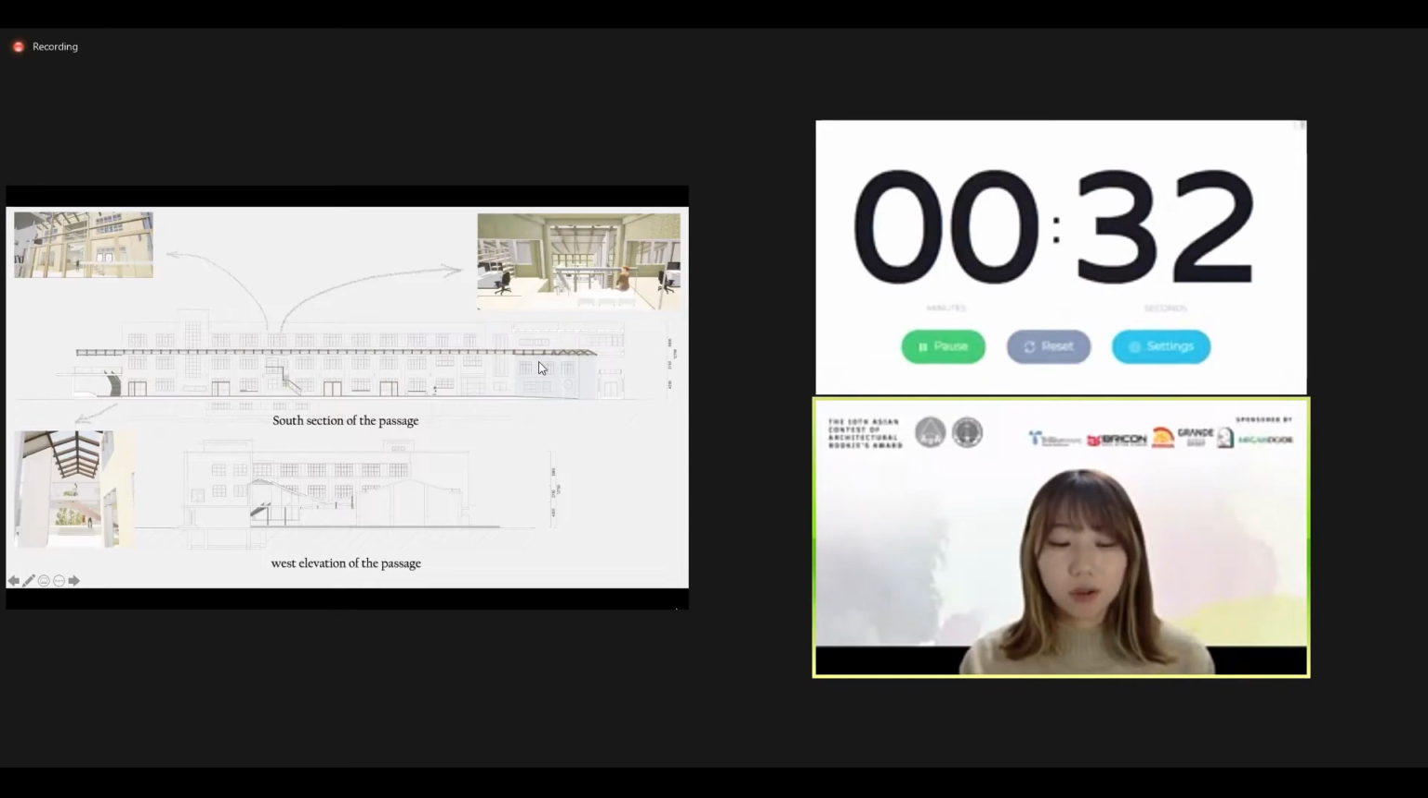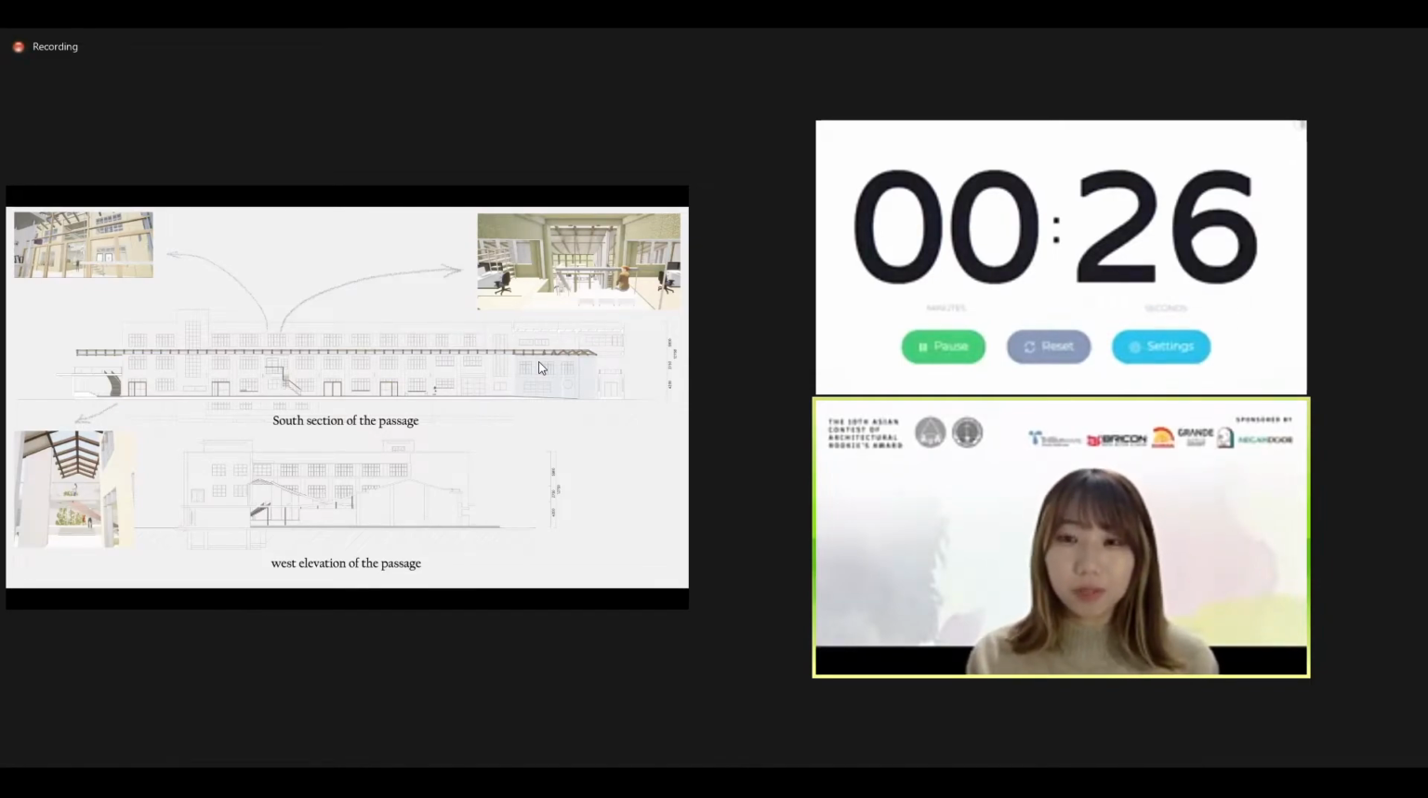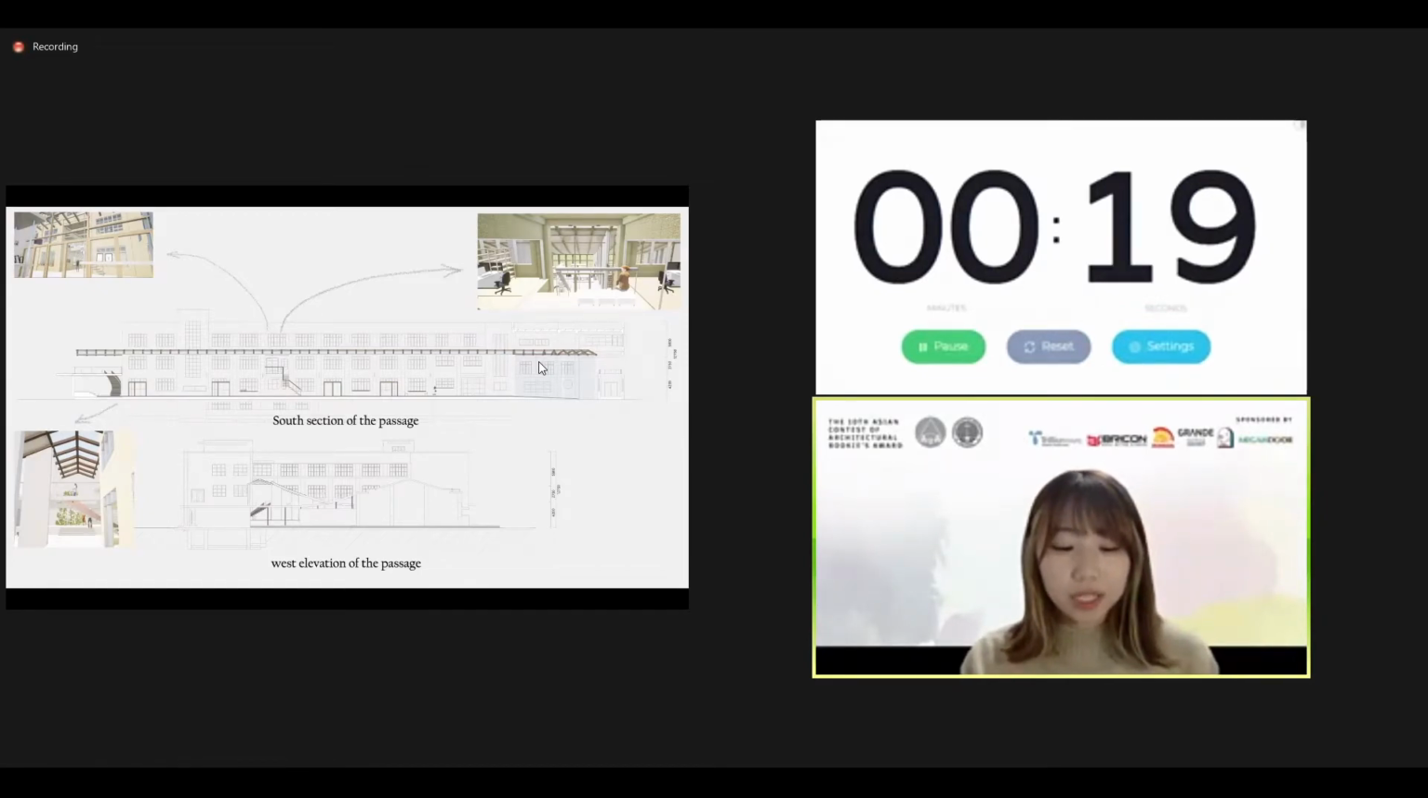This is the south section of the passage. I arranged the original outer wall in order to open the passage. And this is the west elevation of the passage. The roof of the original school gym is a gable roof, so the roof of the passage equalizes the gradient.